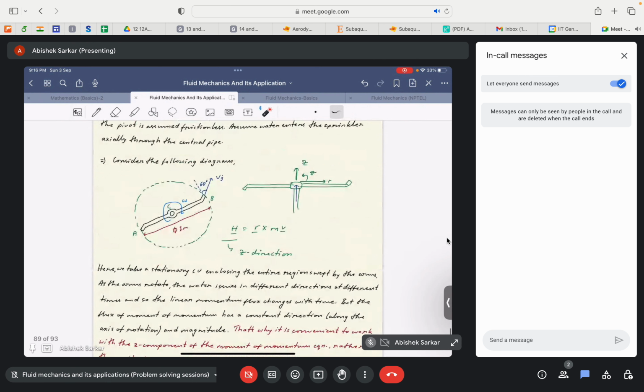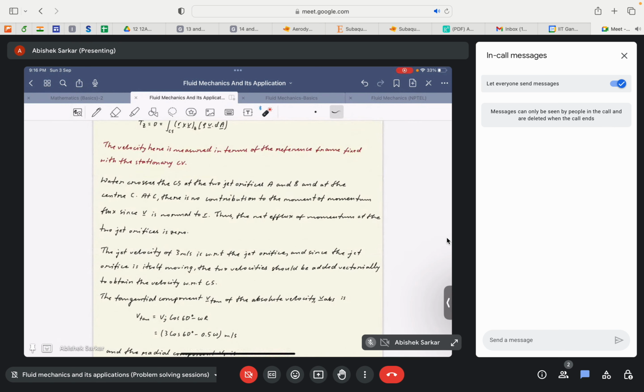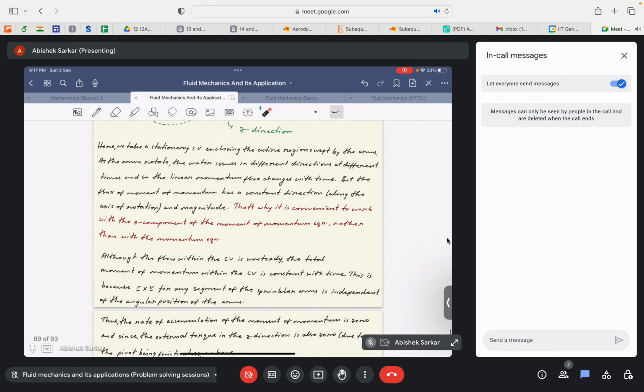So A and B, if you go through, the water crosses the jet at these two points. It crosses the control surface. And the center is at C. At C, there is no contribution to the momentum flux, since V is normal to R. Because at the inlet, we assume that the water enters axially at this region, at the center, the net contribution would be zero, because R would be equal to zero, so this would essentially give the moment of the momentum equation as zero.